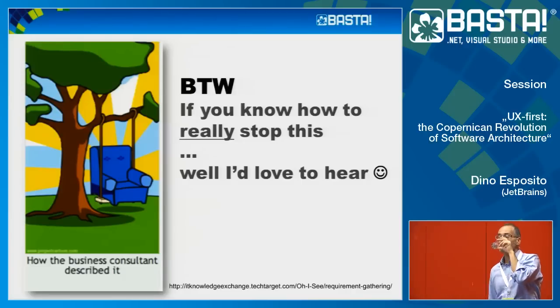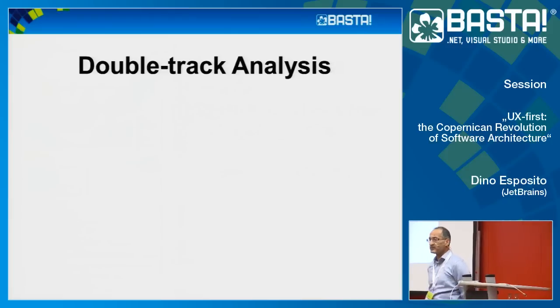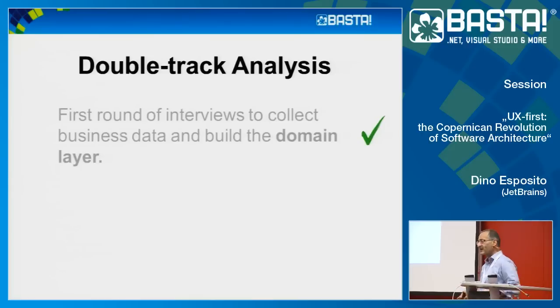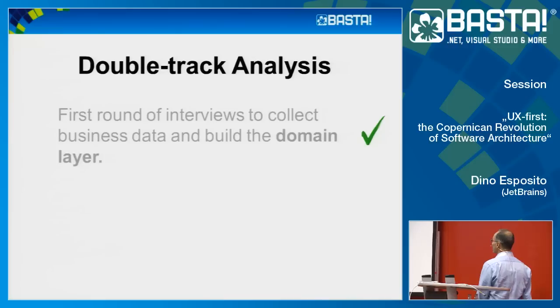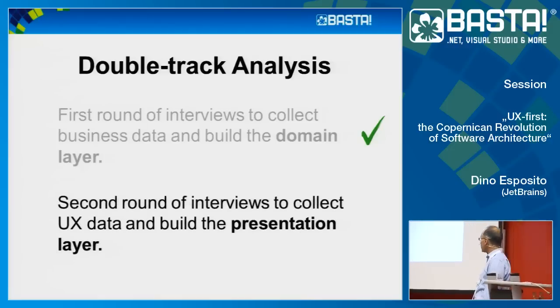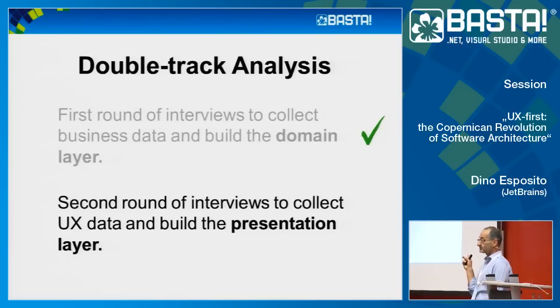So, what do we do concretely? Let me introduce you to a new term, double track analysis, which is just a double track. So it's a parallel effort in which on one track, we have the classic round of interviews to collect business data and build the domain layer, what we do usually. One track. Second track, second round of interviews to collect UX data and build the presentation layer. This is new. So it's about talking to the same people, but asking different questions.